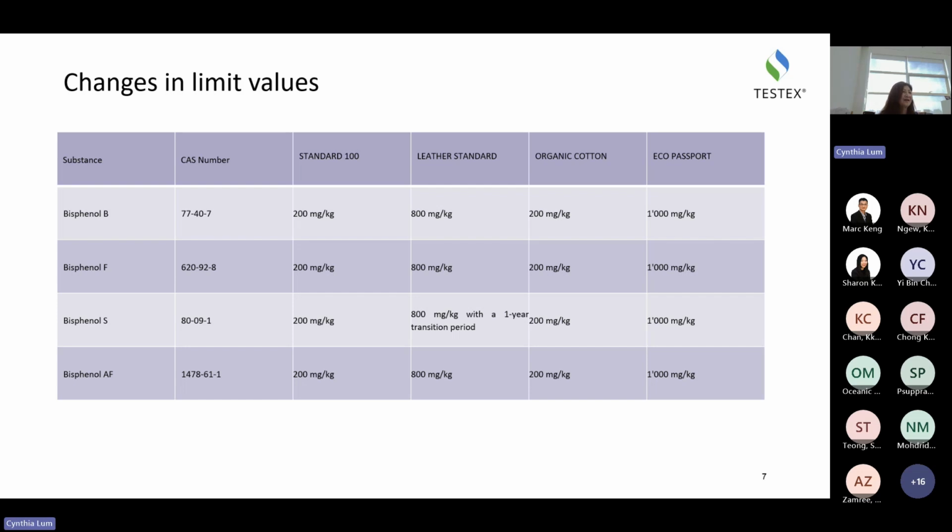Okay, great. Anyway, the bisphenol test is already part and parcel of current testing programs, so all of these are already inside the test reports. We will implement the new limit values after June.